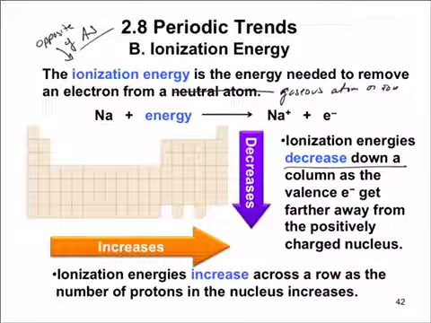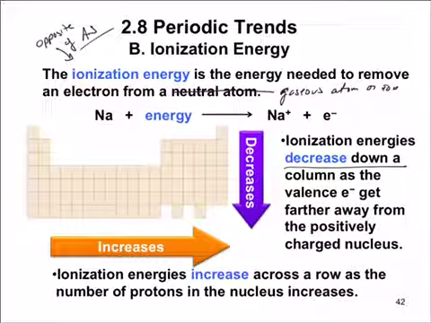And the reason for it being the opposite has to do with the way atomic size works. It's easier to steal an electron if it's farther away. That's why ionization energy decreases as you go down. And it's harder to steal an electron that's closer to the nucleus. That's why it increases as you go across.